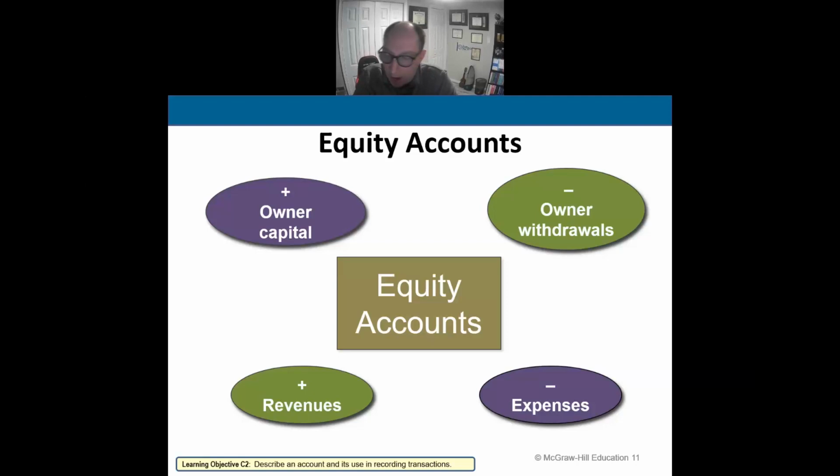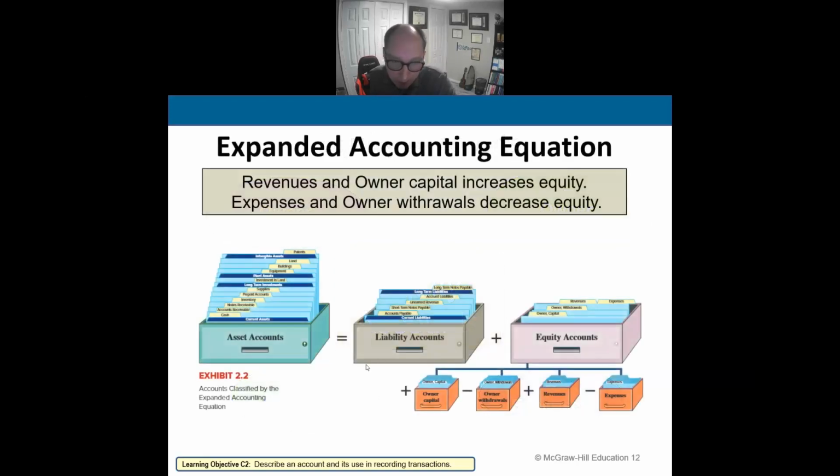Revenues, that's sales, and expenses. Those are your operating expenses like utilities, telephone, wages, etc. Your day-to-day operating expenses. Those are all parts of equity. And revenue minus expenses equals net income. We'll talk more about that when we talk about the income statement.